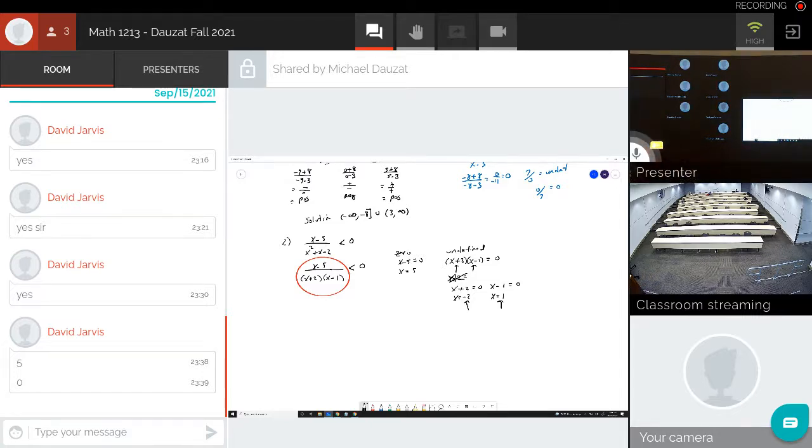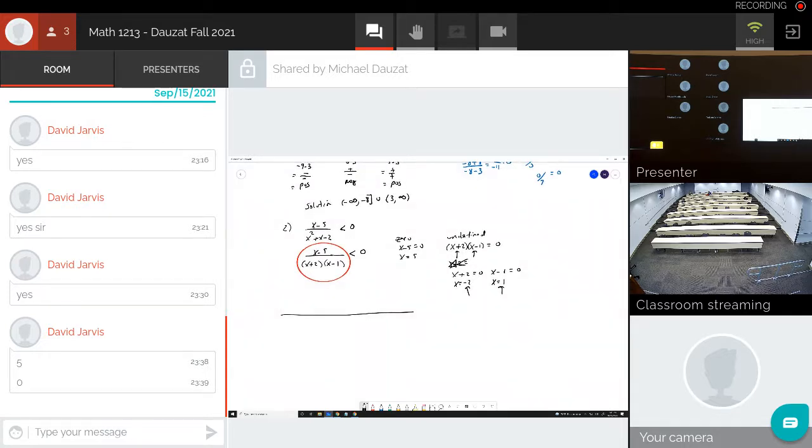So how many numbers will I put on that number line? 3. And make sure you put them in order. So what are you going to put first? -2, okay. Then what's going to go next? 1, and then 5, right? And now those three numbers divide the number line into how many intervals? 4 this time. So it's a little bit more work, but it's still easy to deal with.